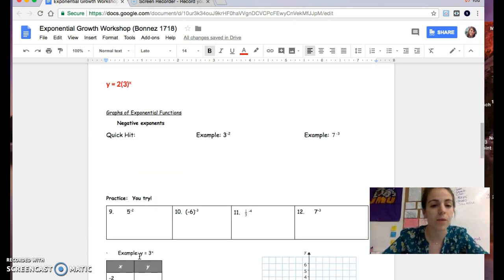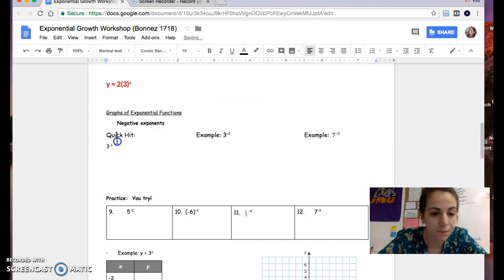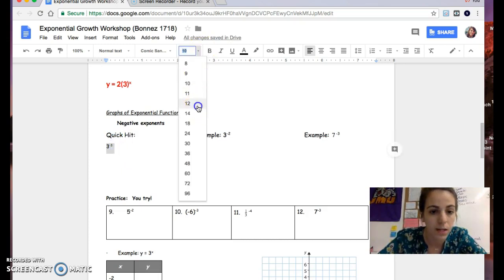Now we're going to go ahead and talk about exponents. I want to talk about negative exponents real quick because it's important to know what a number is equal to when it's raised to the power of a negative number. So here's a quick hit. When I am talking about negative exponents, I really like to give an example, like using 3 to the power of negative 3. I know it's a little difficult on the computer, but I'm going to go ahead and make kind of like a list.